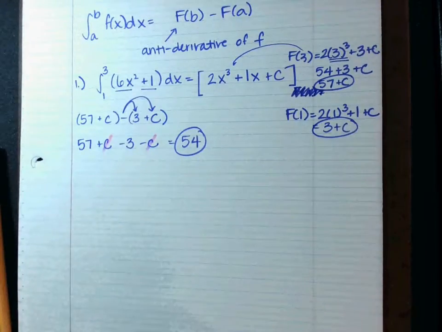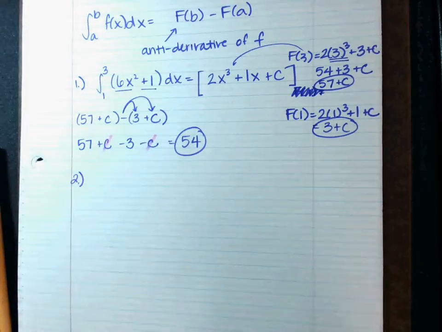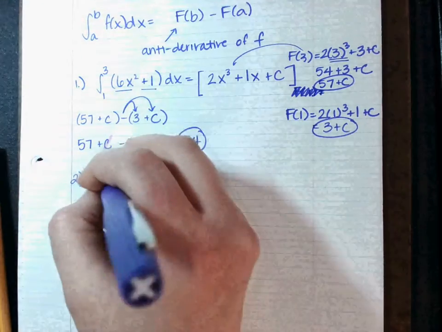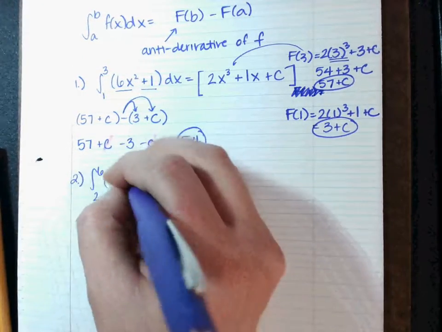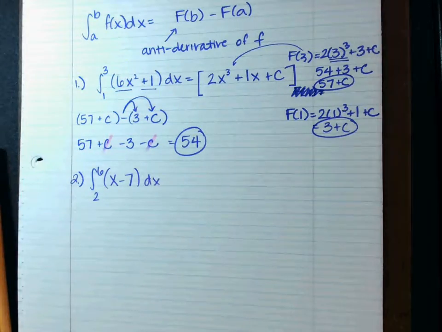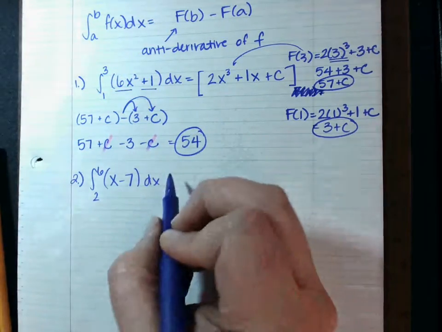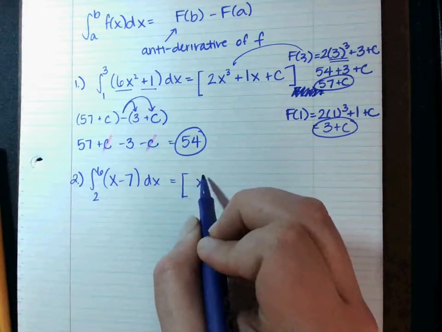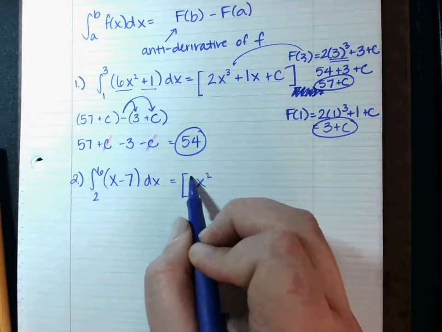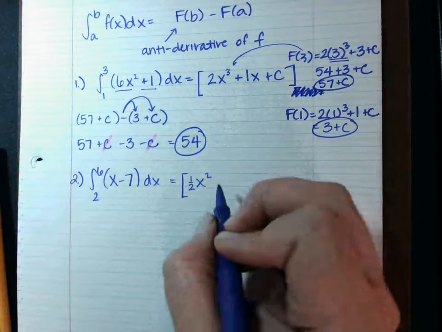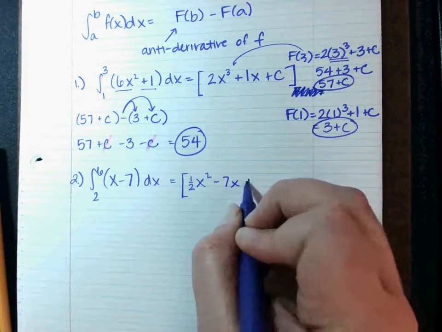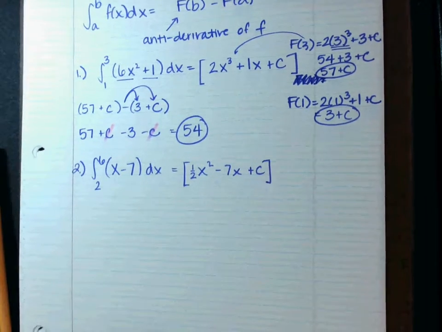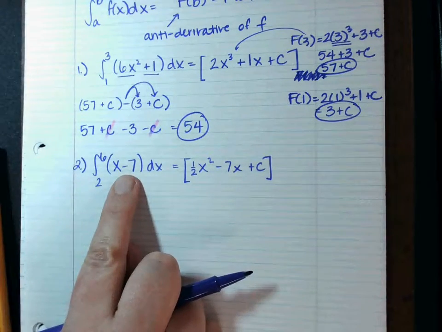Alright, take a look at another one. We're going to do number 2, which is the integral from 2 to 6 of x minus 7 dx. Okay, antiderivative of x, I'd add 1, so it'd be an x squared. Then I have to divide by 2, so it'd be a 1/2 x squared minus 7x plus c. And then remember that when it's a constant, like a minus 7, you just add an x to it.